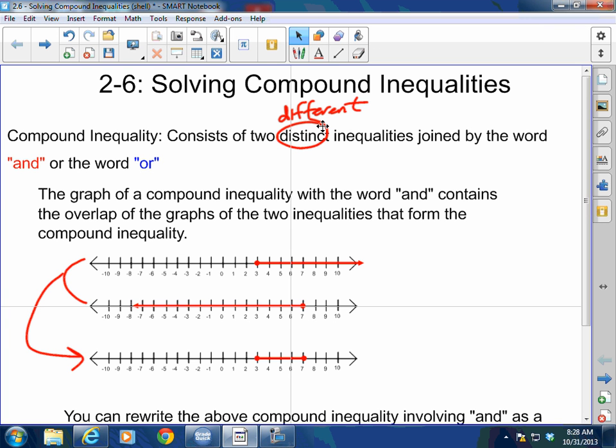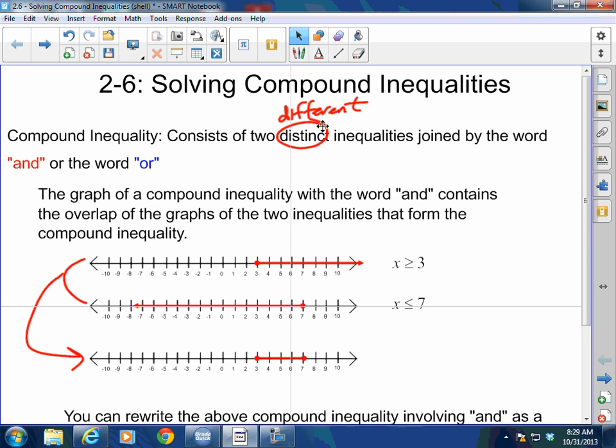What is the graph of this first inequality that I see? What is the equation for that? We got x is greater than or equal to 3. Perfect. What about this next one? What's the inequality for that? Thank you very much, son. x is less than or equal to 7.